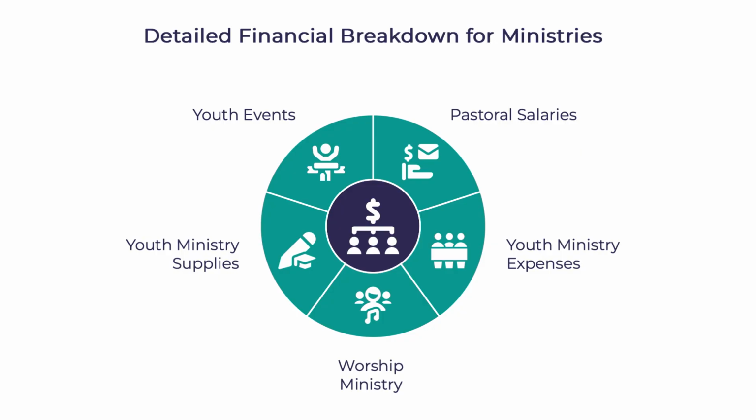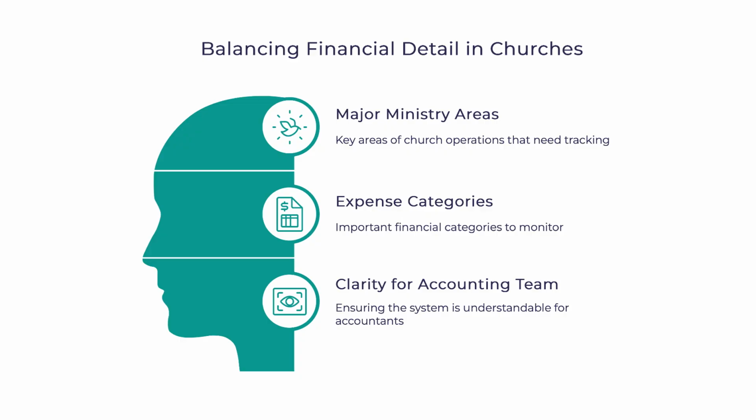That's where sub-accounts come in. If you have multiple ministry departments, you might have something like 5100 for pastoral salaries, 5200 for youth ministry expenses, 5300 for worship ministry. Then you can break those down even further. 5210 might be youth ministry supplies, 5220 for youth events, and so on. That seems really organized. How detailed should churches get with these numbers?